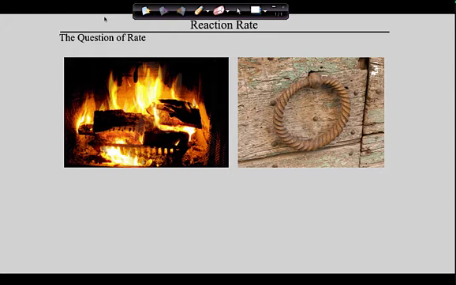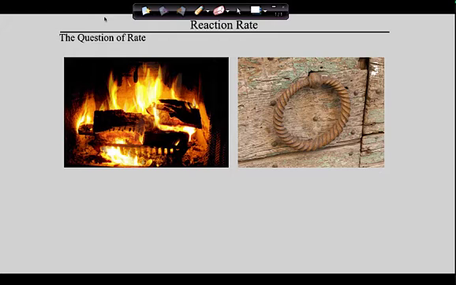Thinking chemistry. They're both chemical reactions. What do those chemical reactions have in common? They're reactions with oxygen. Guys, in order for wood to burn, we need oxygen. In order for metal to rust, we need oxygen. So these are both oxidation reactions. These are both reactions with oxygen.